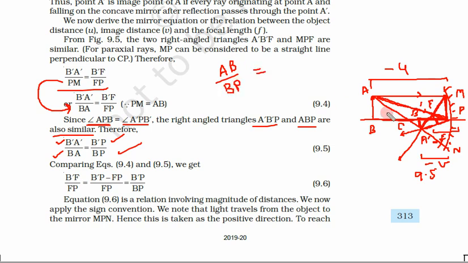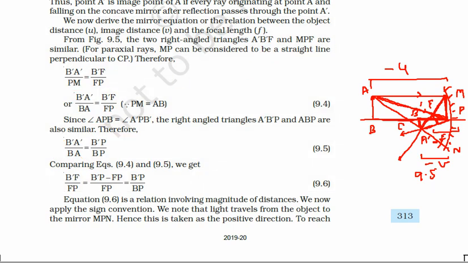In another triangle, what do we get? This B'A' divided by this B'P. From cross multiplying, let us take this side. So we get B'A' upon AB, this first term, must be equal to B'P upon BP. So in this way we got this equation just by applying the property of tan theta.